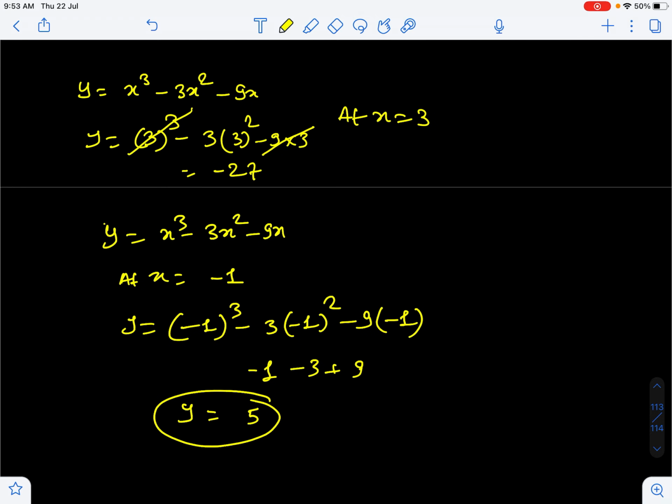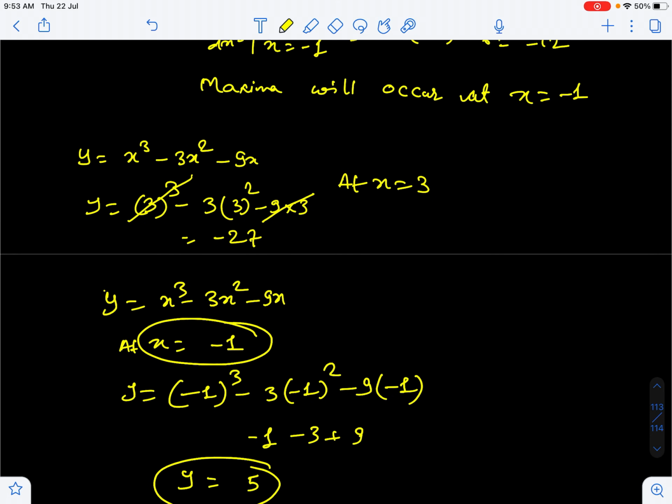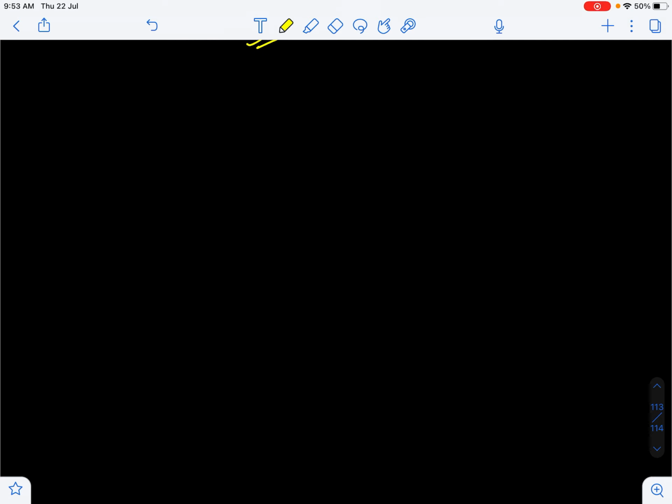So the maxima occurs at x is equal to minus 1 and the value at x is equal to minus 1 is 5. So the maximum value of the function is 5 and the minimum value of the function is minus 27. Now guys, I am taking some questions where you will not find the maxima and minima simultaneously.